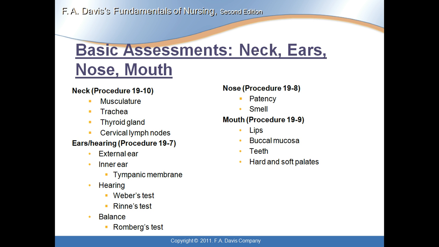All right, so for the neck, ears, nose, and mouth. For the neck, you're going to assess for musculature, trachea, thyroid gland, and the cervical lymph nodes. For the ears and hearing, you're going to assess the external ear and the inner ear. You're going to assess their hearing with the Weber's test and the Rinne's test, and then you'll assess their balance with the Romberg's test.